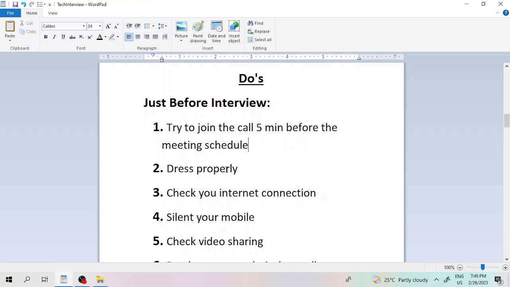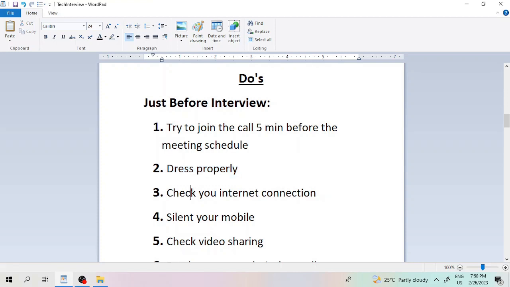Now the second point, which is an important point, is to dress properly. Nowadays all the interviews are happening online, in video mode. And even in my experience, while I'm taking interviews, I have found that a few candidates have dressed so casually that it does not give a good impression. When you are joining the interview call, if you are wearing formals, it's well and good, it's very good. But even if you are not wearing formals, then at least put on a nice t-shirt.